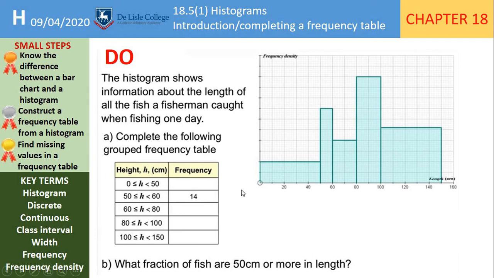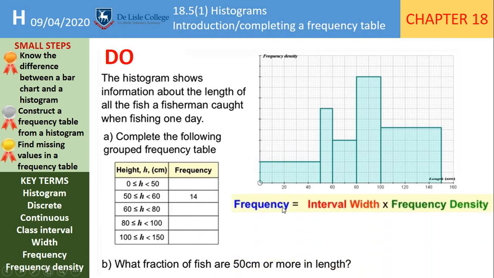So, the histogram shows information about the length of all the fish a fisherman caught when fishing one day. Complete the following grouped table. So we've got the information then for the second bar. We've got that the interval width is 10, 50 to 60 along the bottom. We're told the frequency is 14.